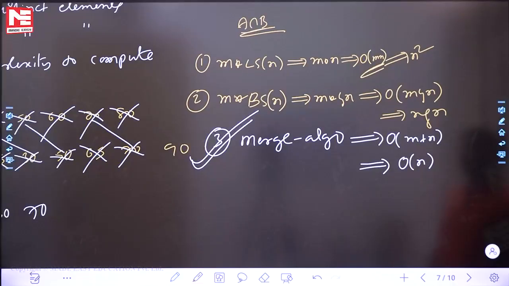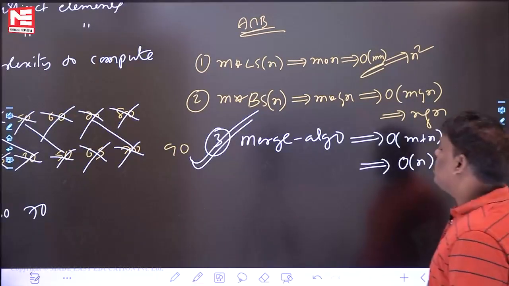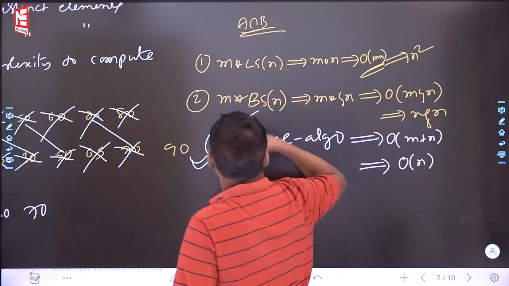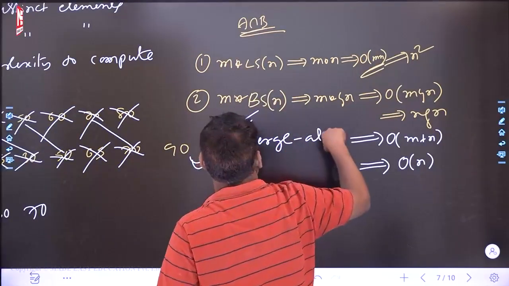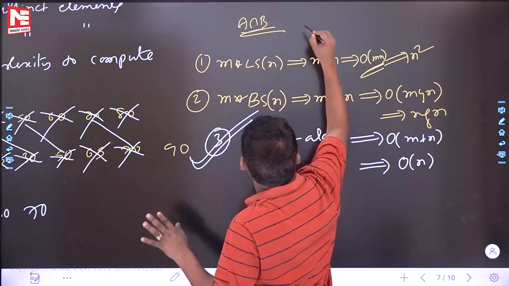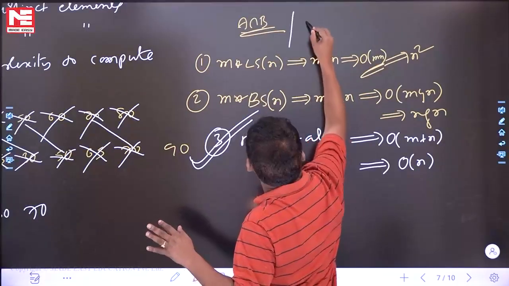I am thinking you are okay. Next one, can you help me? This problem, intersection, you are doing. Is this for a sorted array or an unsorted array? Let me ask you. A intersection B for sorted.